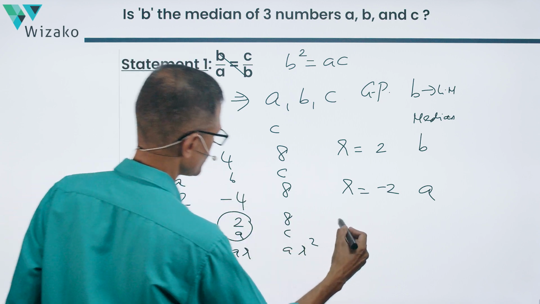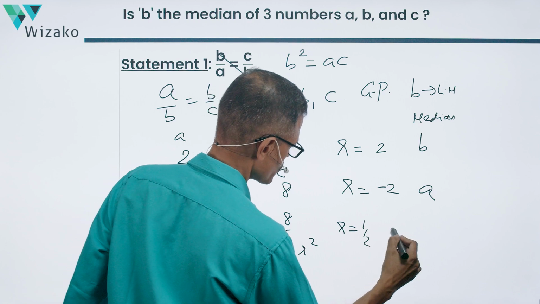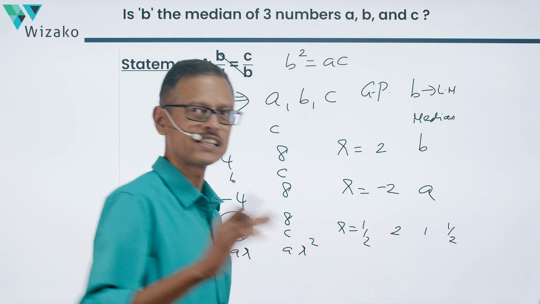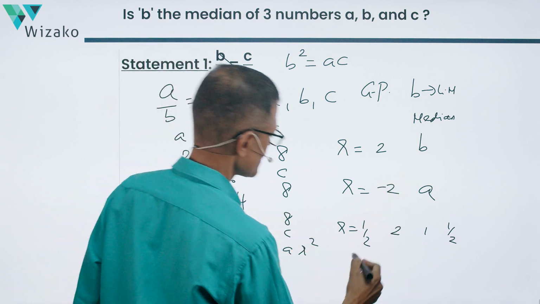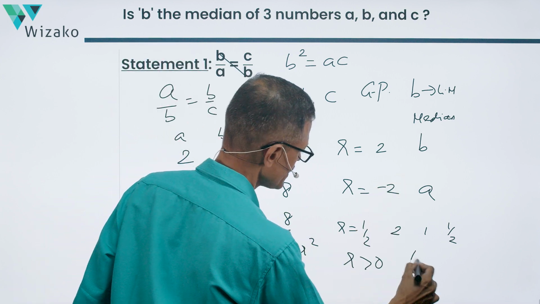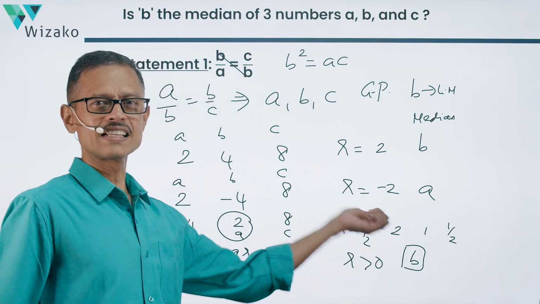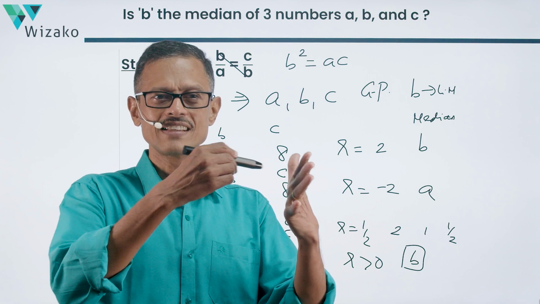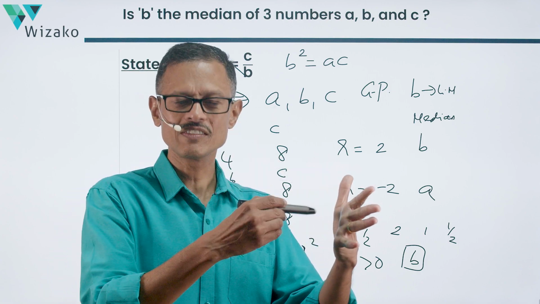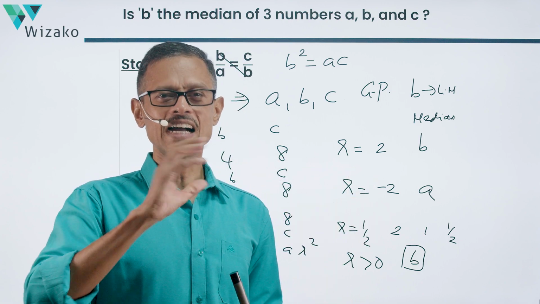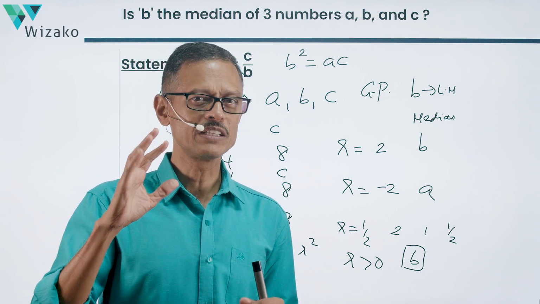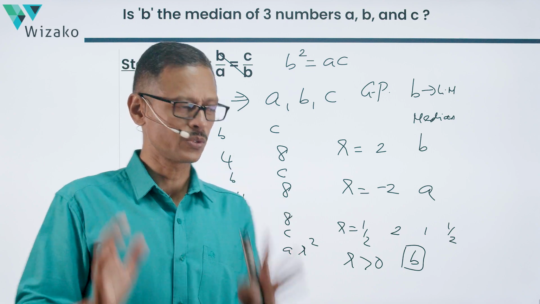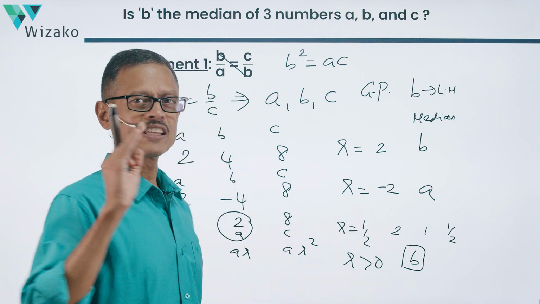For example, if I take R to be equal to half, what will be the numbers? It's going to be 2, 1, half. The ascending order is half, 1, 2. So B will continue to be the median. So as long as R is greater than 0, B is your median. If R is a negative number, it could be -2, -0.5, -0.3, any of those things. It is essentially going to be positive, negative, positive, or negative, positive, negative. In either case, B is definitely not going to be the median. It's either the lowest number or the highest number. This is what it's going to pan out to, right? So B is the median only when R is greater than 0.